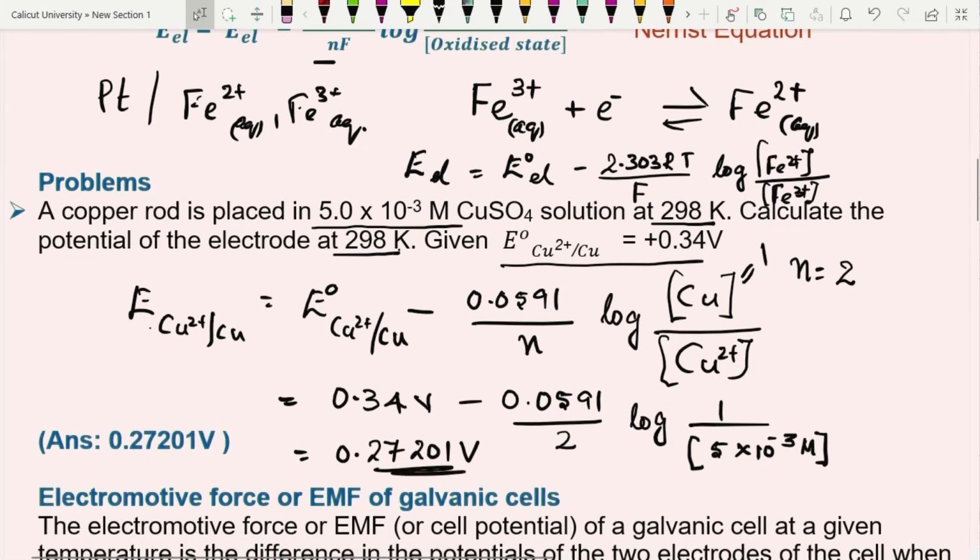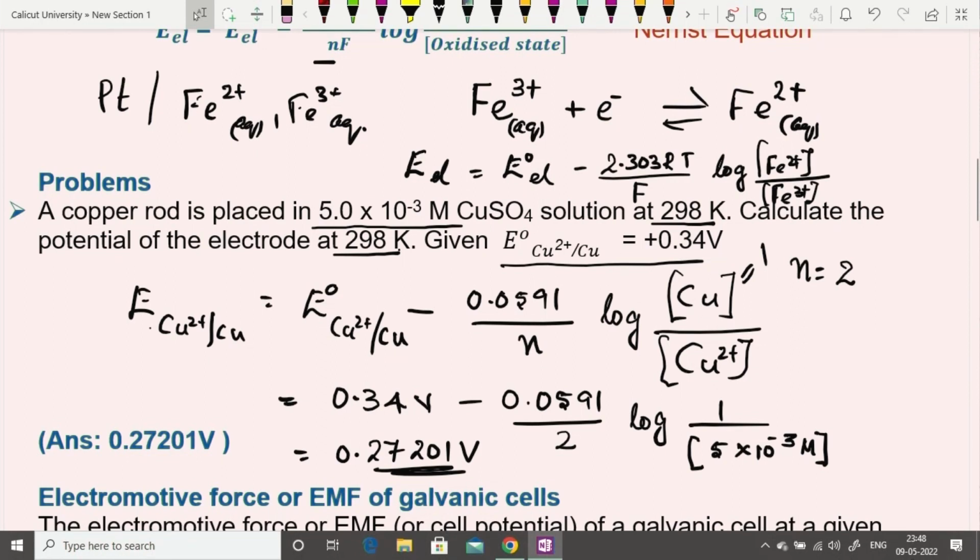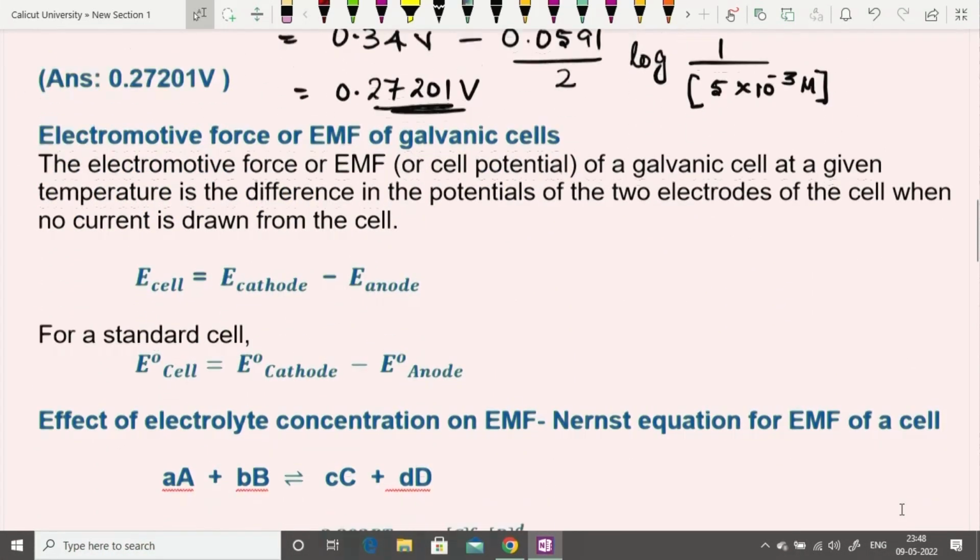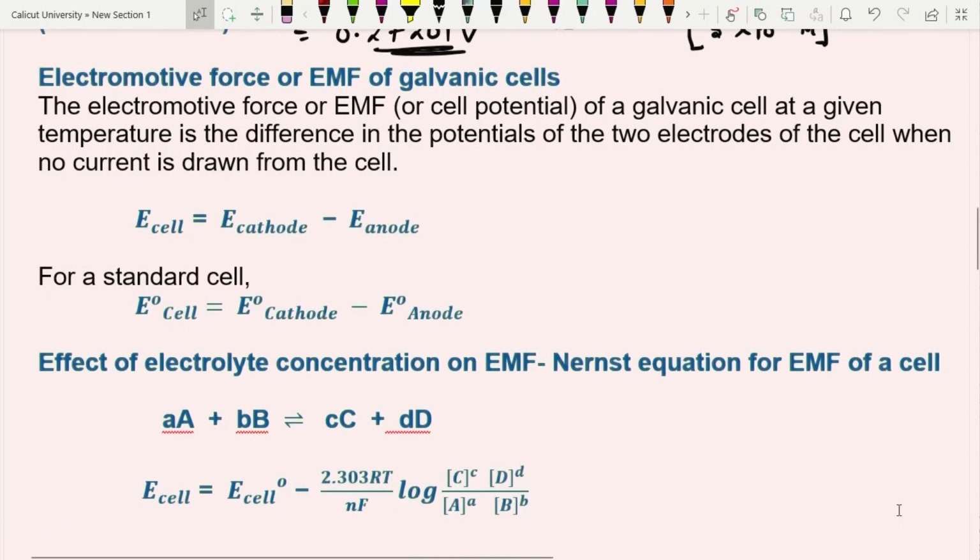Now, in a similar way we are going to find out the EMF of a cell. So far we have been dealing with electrodes, now we are going for the cell. For a cell, as we have seen earlier, E of cell is equal to E of cathode minus E of anode. For a standard cell, as we all know, when the conditions are mentioned, E naught cell is equal to E naught of cathode minus E naught of anode. Next, we are going to apply the Nernst equation for EMF of the cell.